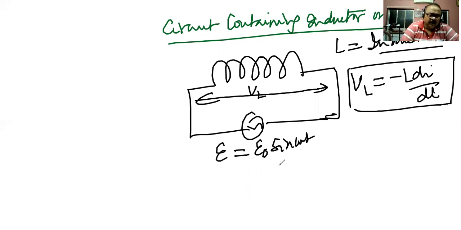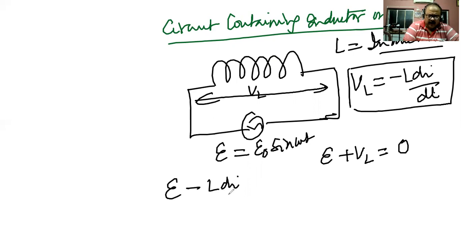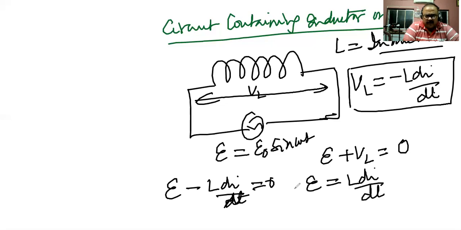So using the concept of Kirchhoff's law, we can say that E plus VL, or EMF plus this potential difference, is equal to 0. So this would be E minus L di by dt equals 0. So we can say that E is equal to L di upon dt. So in this case, L di by dt will be equal to E, so we can say di is equal to E.